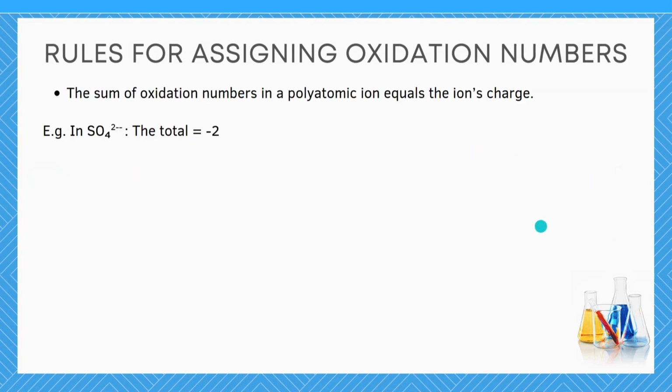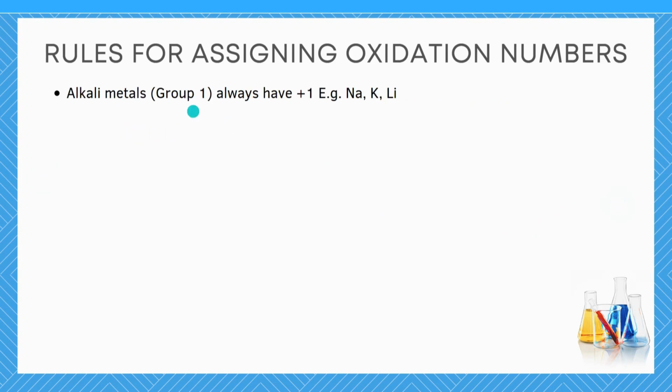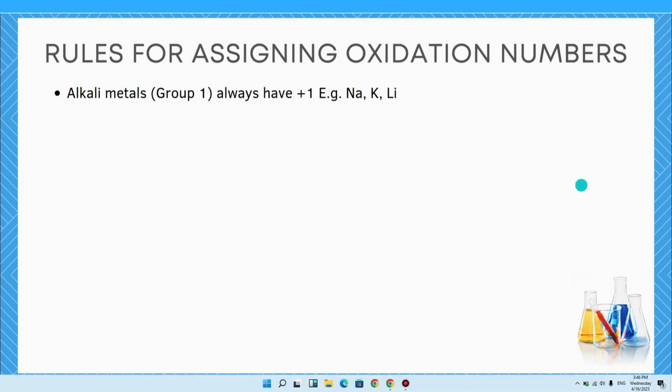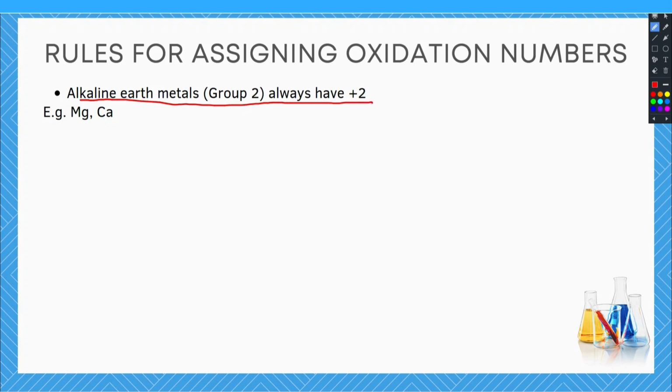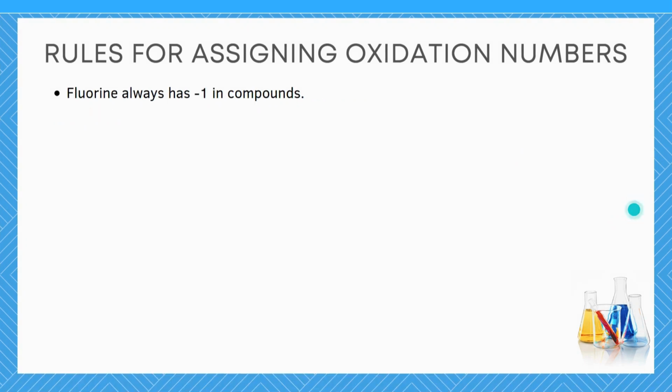The next rule here says alkali metals or group 1 elements always have plus 1. And here are some examples: sodium, potassium, and lithium. Their oxidation numbers are always plus 1 in a compound. The next rule says alkaline earth metals, which are group 2 metals, always have plus 2. And the examples we have here: magnesium and calcium. I hope you're following thus far.